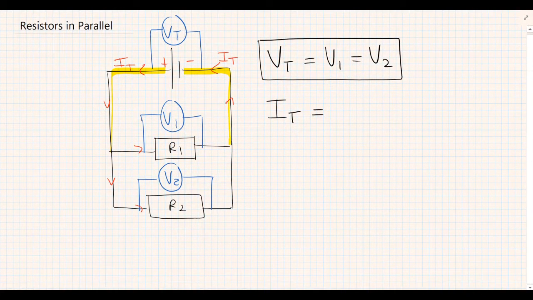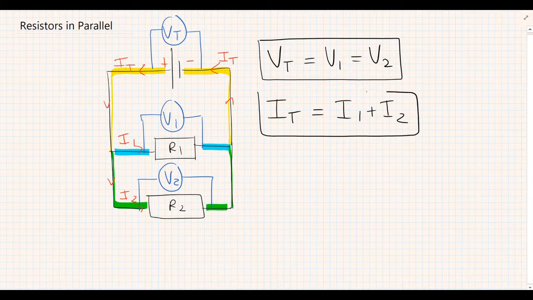And then we know that in this part of the circuit, in the blue, and this part of the circuit in the green, the current is going to split. So we're going to call this current here I1, and that current there I2. We know therefore that I total is I1 plus I2. So there's our two starting points. The voltage is the same everywhere across parallel components, and the total current is shared, equaling current 1, I1 plus I2.